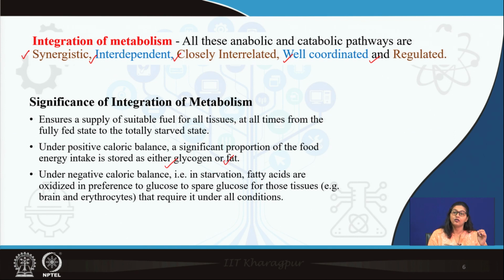So, that occurs when there is negative calorie balance. In negative calorie balance, like starvation or fasting, these stored forms, glycogen, fatty acids, lipids, even proteins, are broken down to provide energy, to provide fuels to the tissue. So, that is the crux of integration of metabolism. The purpose is to provide energy, or the mode of survival, to the tissue.